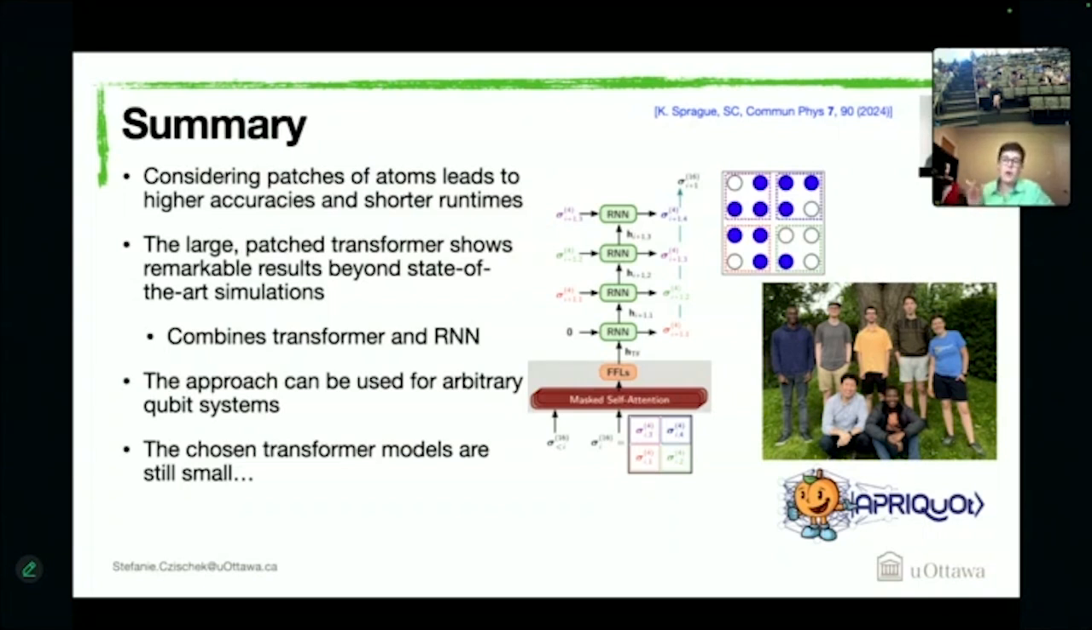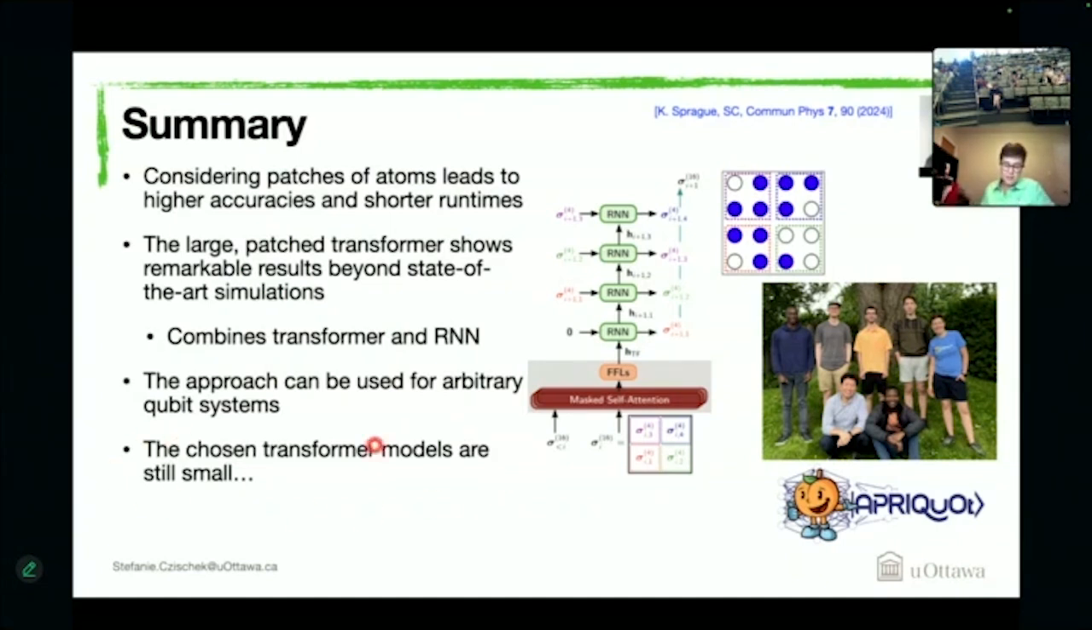And now I always talked about Rydberg atom arrays, but technically our approach can be used for any arbitrary qubit system, right? We are not limited to Rydberg atoms here. We just need to exchange the Hamiltonian when we calculate our energy expectation value. And with this, we can look at any qubit system.